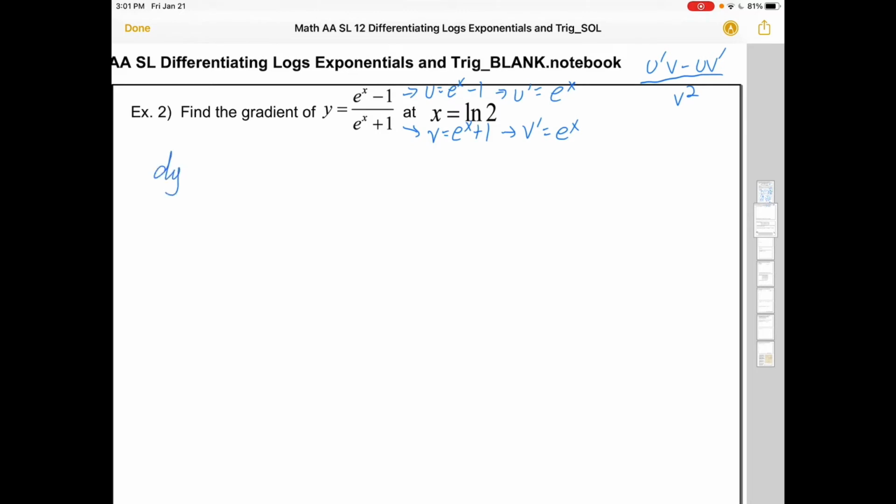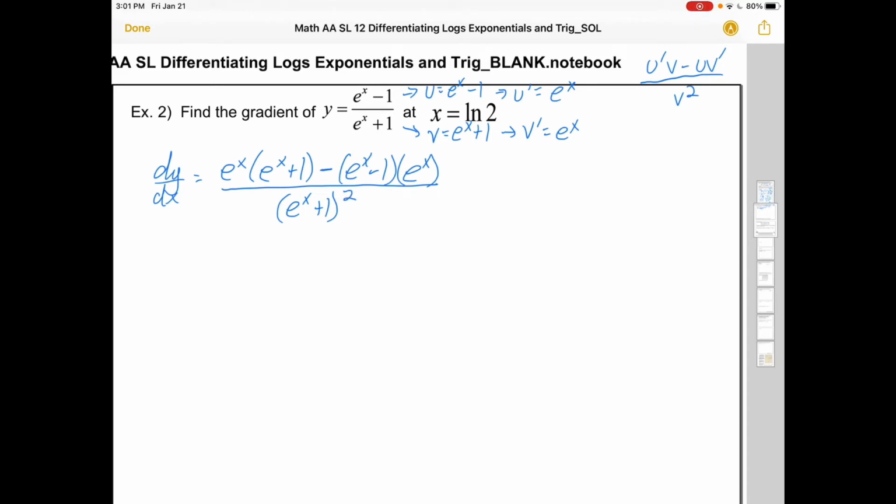So for us, the derivative anywhere is going to be, let's just work this through, u prime, that's e to the x, times v, which is e to the x plus 1, minus u, which is e to the x minus 1, times v prime, which is e to the x. Good grief. And then we'd have that all over e to the x plus 1 all squared.